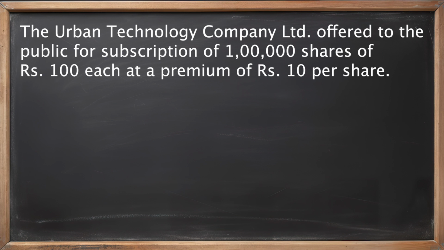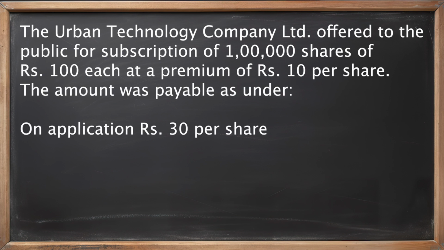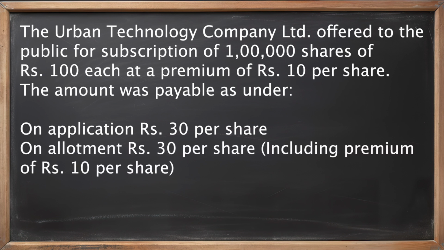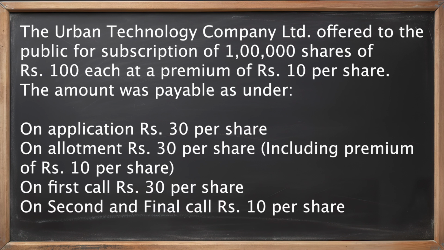The Urban Technology Company Limited offered to public for subscription 1 lakh shares of rupees 100 each at a premium of rupees 10 per share. The amount was payable as under. On application, rupees 30 per share. On allotment, rupees 30 per share including premium of rupees 10 per share. On first call, rupees 30 per share. On second and final call, rupees 10 per share.